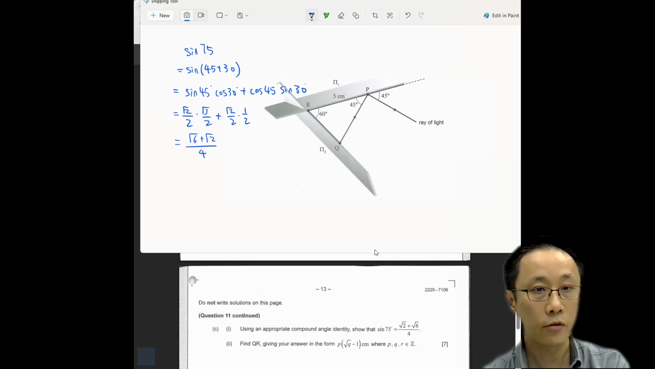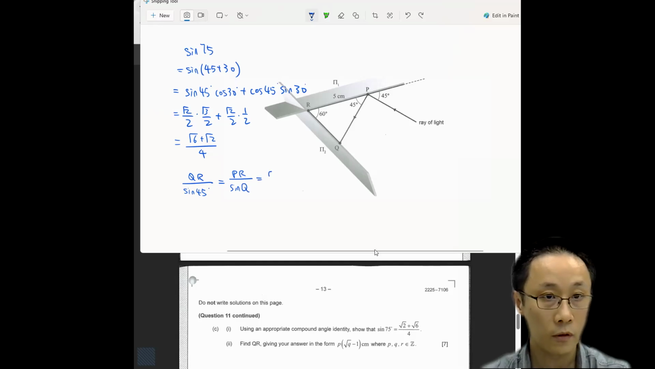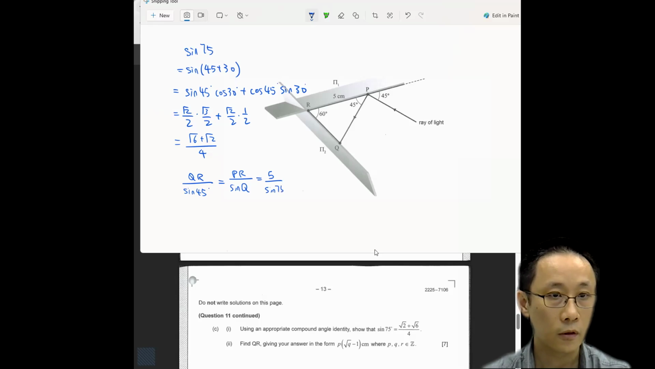And then to find QR, again, it should just be a matter of using sine rule. So QR over sine 45 equals to PR, which is 5, over sine Q. So QR simply equals to 5 sine 45 over sine 75.